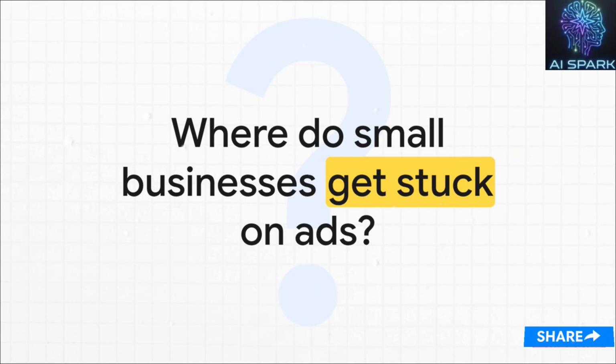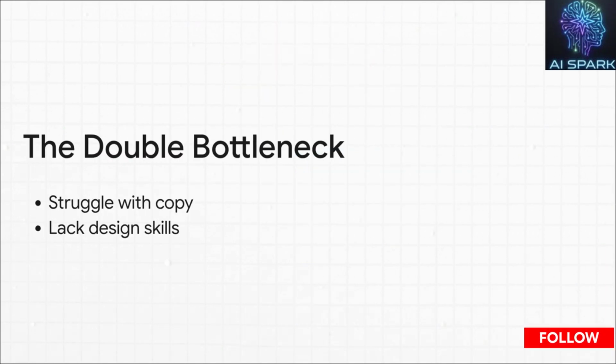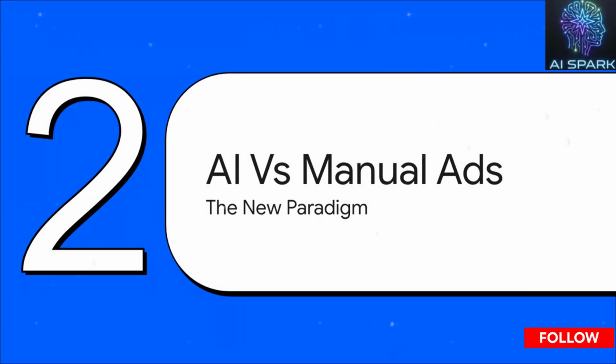Why does that happen? Well, the bottleneck is usually twofold. First up, the copy. Writing a killer headline that actually stops someone from mindlessly scrolling, and then crafting a caption that drives a real sale, that's a highly specific psychological skill. Second, the design. Knowing Photoshop, understanding color theory, figuring out how to make a product pop on a tiny little mobile screen, it's incredibly daunting. When you're facing both of those skill gaps at the exact same time, it's really no wonder that most campaigns just never launch.